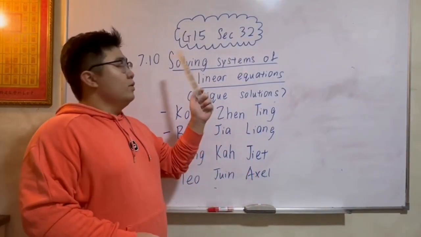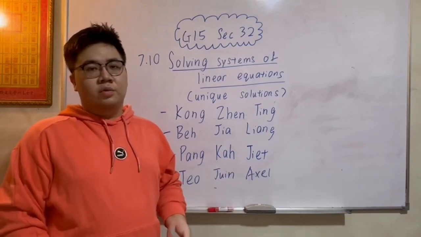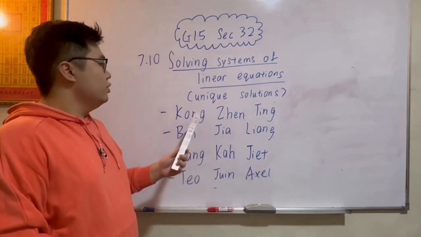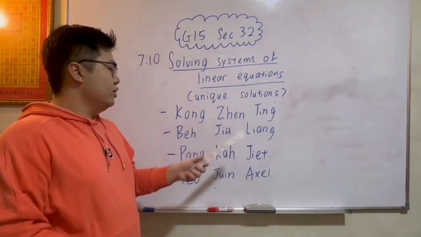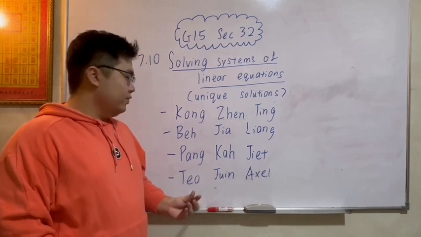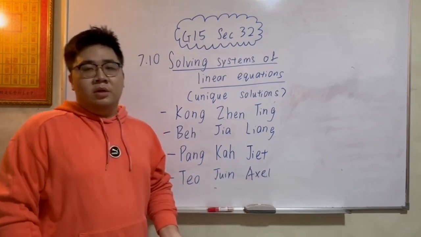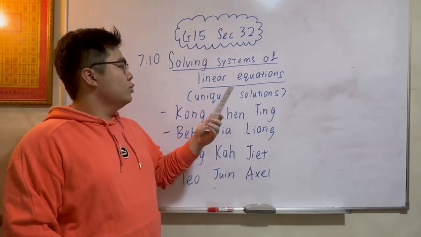We are Group 15 from Section 32, and today our topic is solving systems of linear equations, more specifically, unique solutions. Our group members consist of Kong Zhenting, Jia Liang, Pang Kai Jie, and myself, Yojun Axel. Now I will be explaining what solving systems of linear equations is.